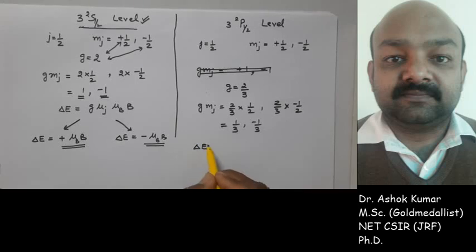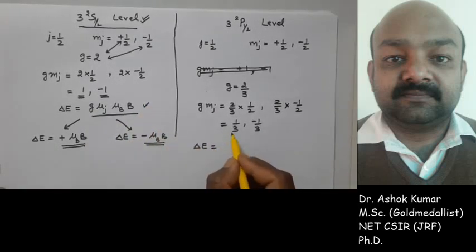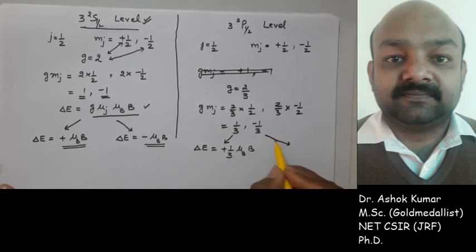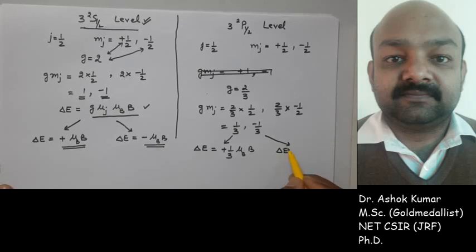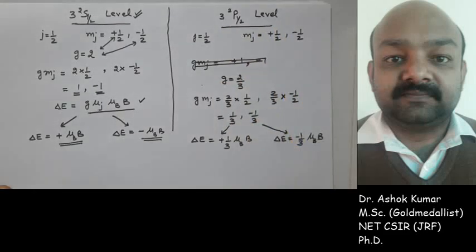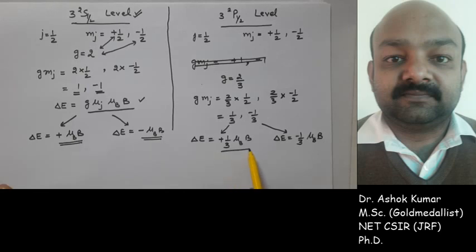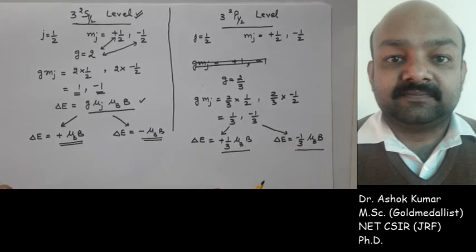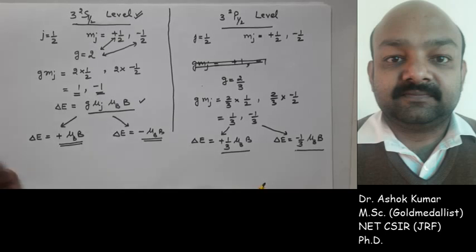And the delta E values from this formula come out to be 1/3 Bohr magneton times magnetic field for this value, and for the minus 1/3 value, minus 1/3 mu B B. Again, when we apply a weak magnetic field, this energy level splits into two energy levels, one higher than the standard energy level, and this one, the negative sign says, lower than the standard energy level. Now I will represent how the splitting takes place, and later we will find the frequencies for these kinds of transitions.